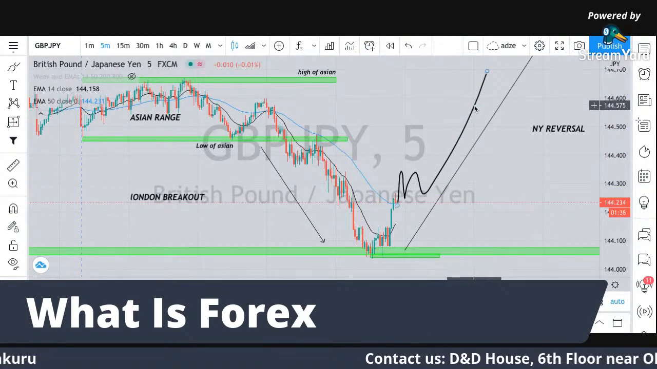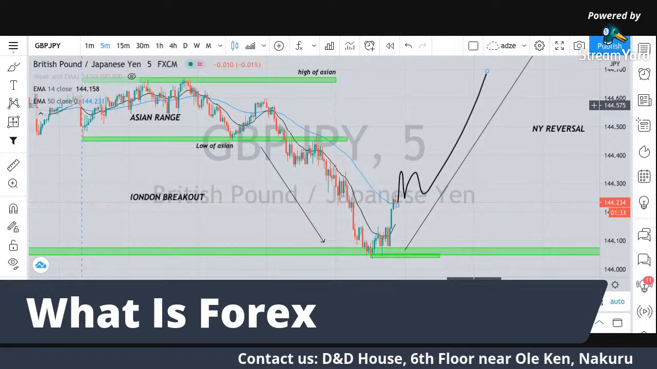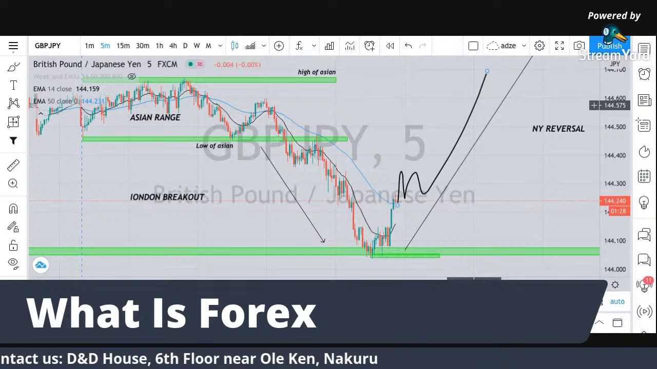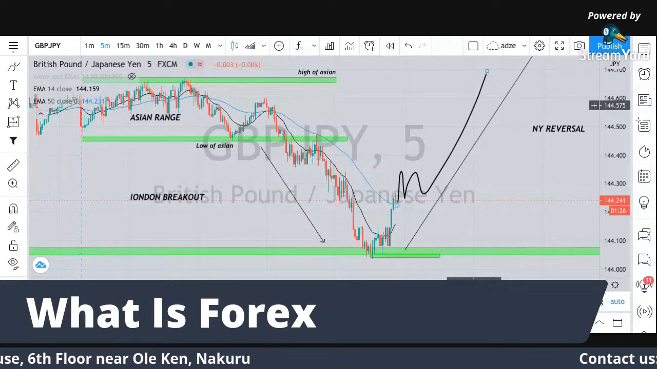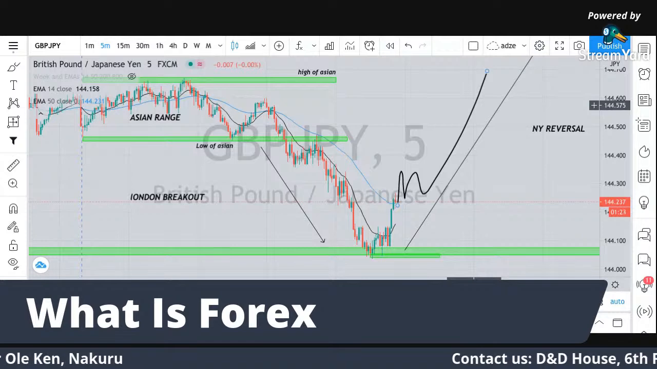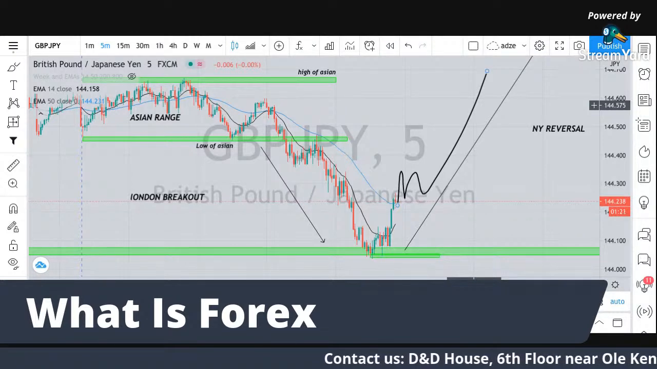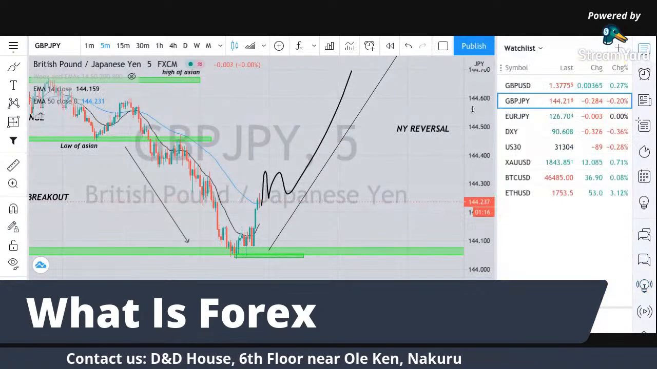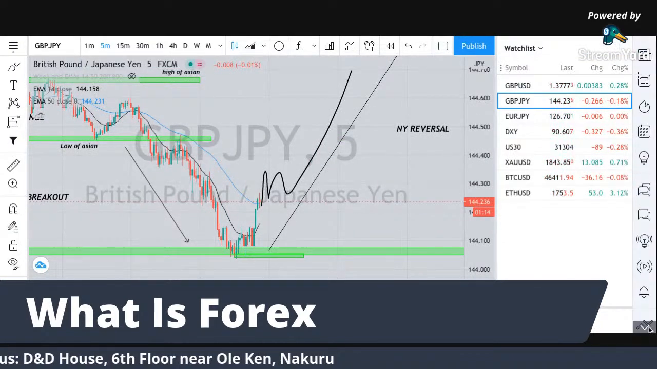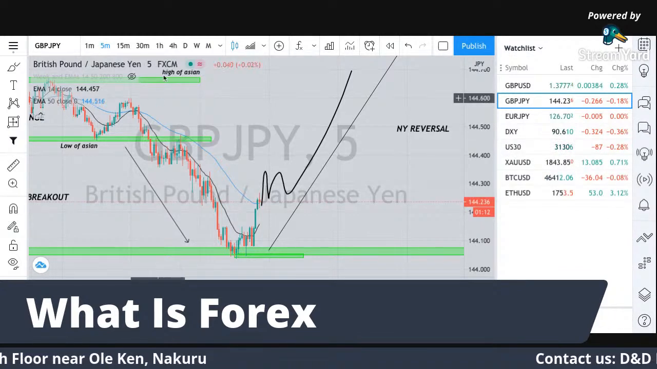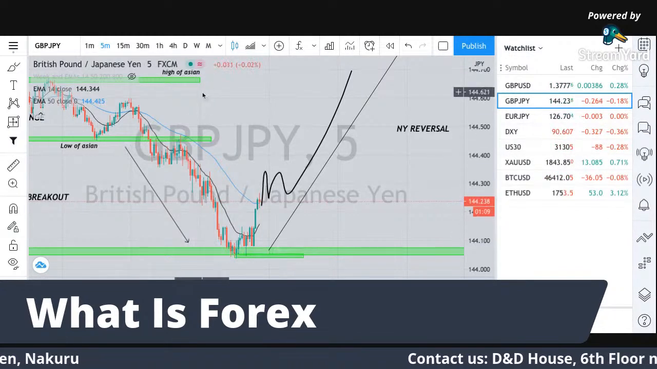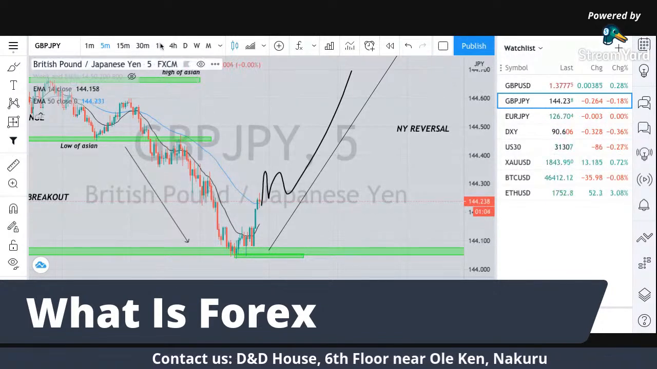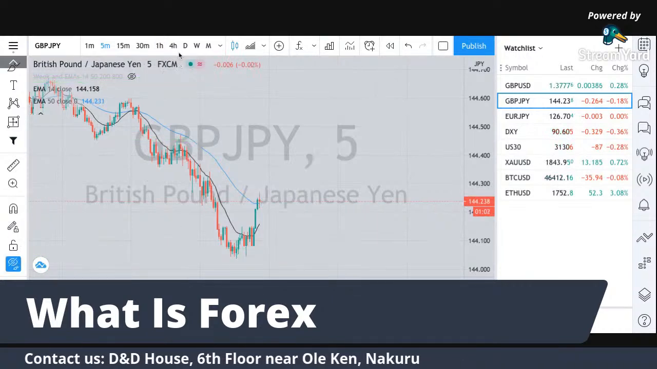So remember, price does not take a lift. It usually takes a staircase. Like it goes up, goes down, goes up, goes down. It messes up with your emotions, especially when you're looking at a loss of maybe 40 pips. That's the reason why I adjusted my stop loss. My stop loss was at around 143.8.